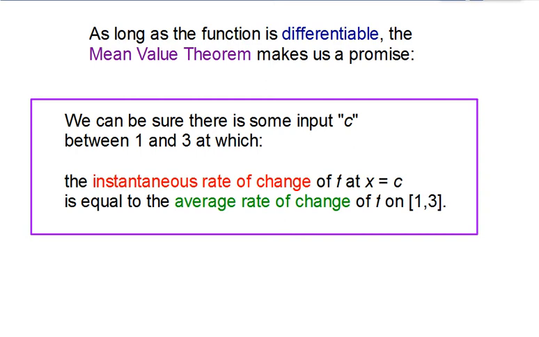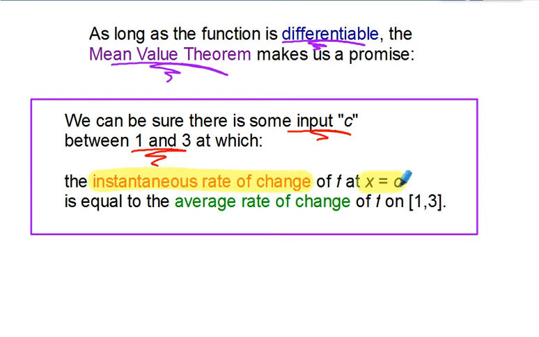Before we dig in, let's step back and think about the theorem that makes this all work. The theorem says that as long as your function is differentiable, as long as it's smooth, as long as it has tangent lines, as long as it has a derivative, then the mean value theorem makes us a promise. Specifically, there has to be some input between the endpoints of the interval where the instantaneous rate of change at that point is exactly equal to the average rate of change over this interval. And our job is to figure out specifically which input makes that happen.